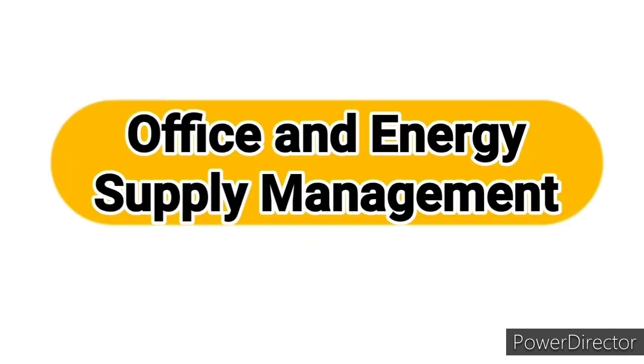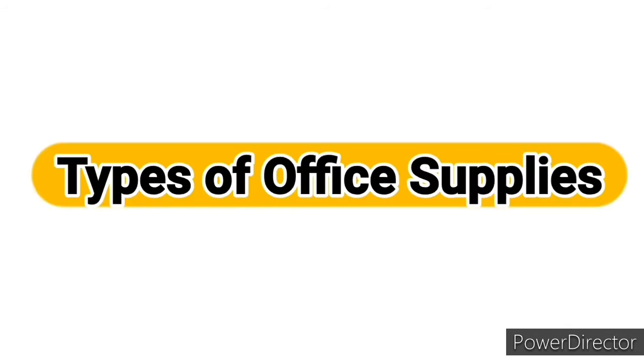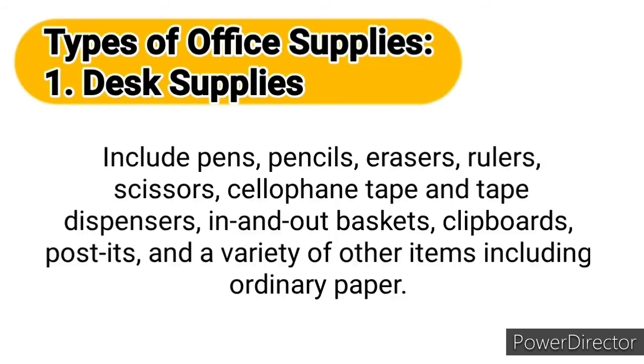Now, let's talk about the office and energy supply management. Office supply refers to the expendable items which are used for official administrative purposes in a field office. They typically have a low per item cost, are easily portable, and have a low service lifetime as they are continually expended by staff members in the course of their daily tasks. Now, what are the types of office supplies?